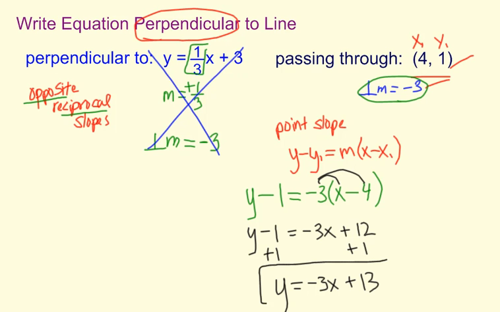So this is our equation of the line. We know that it's perpendicular to the line they gave us because this slope is a -3, which is the opposite reciprocal of the 1/3 in the line they gave us. So that tells us our lines are perpendicular.